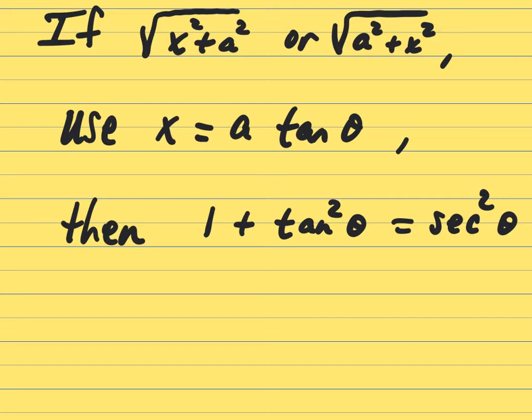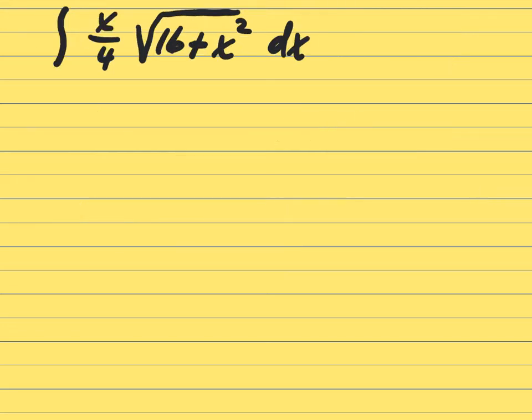And then once we've made that substitution, we're going to use the Pythagorean identity 1 plus tangent squared theta equals secant squared to simplify underneath the radical and eventually take a square root. The example using this substitution, we have the integral of x over 4 times the square root of 16 plus x squared dx.